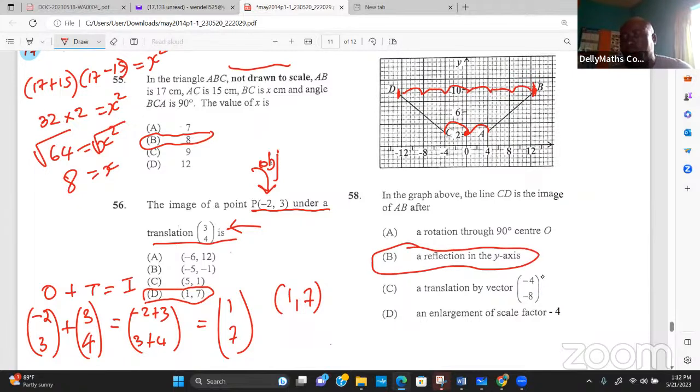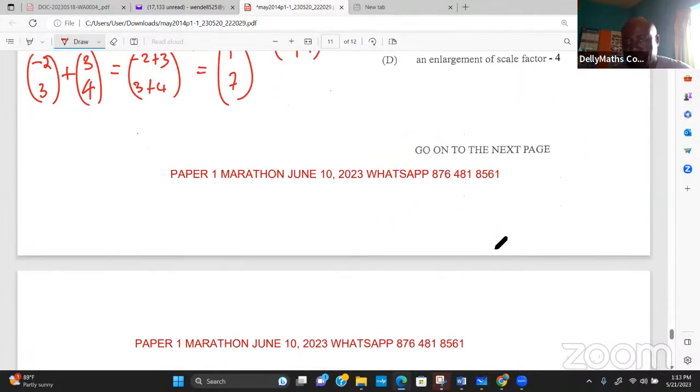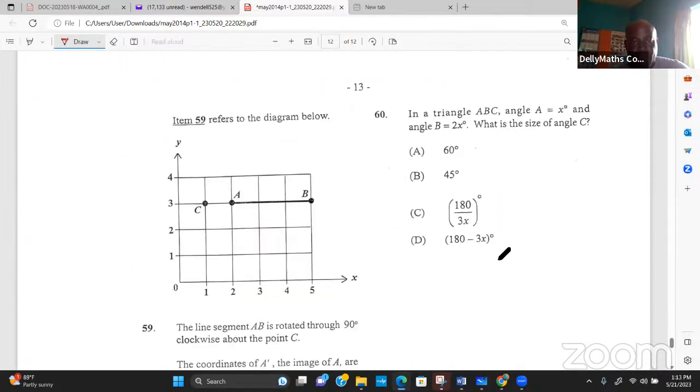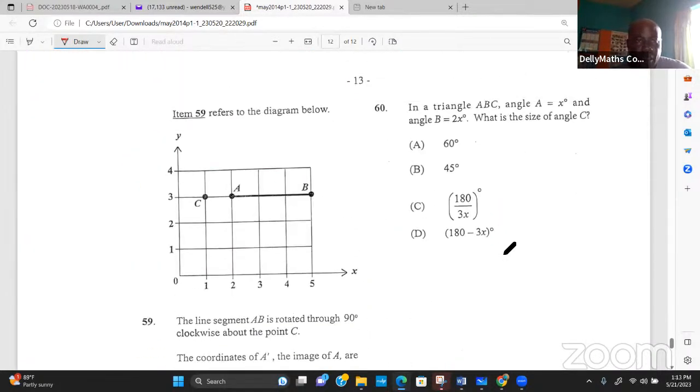If they wanted to trick you, they could have said a reflection in x equals 0. Remember, x equals 0 is the same thing as the y-axis. So we want to make sure we own those ideas so that we can use them. Let's go again. 59, we're coming down.